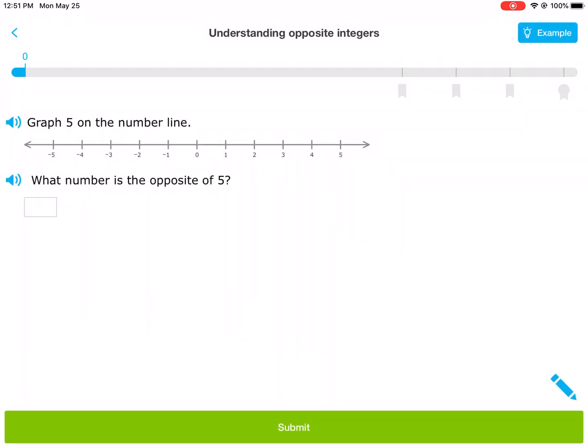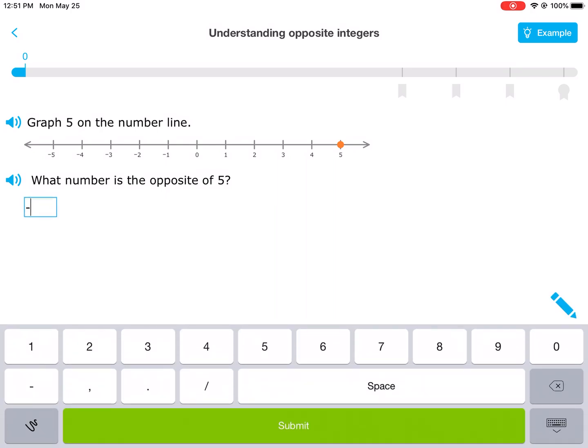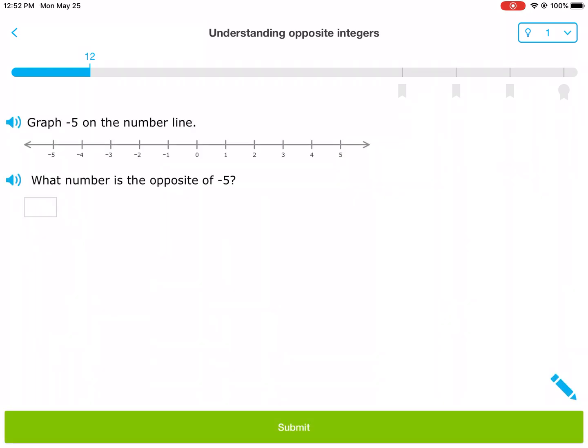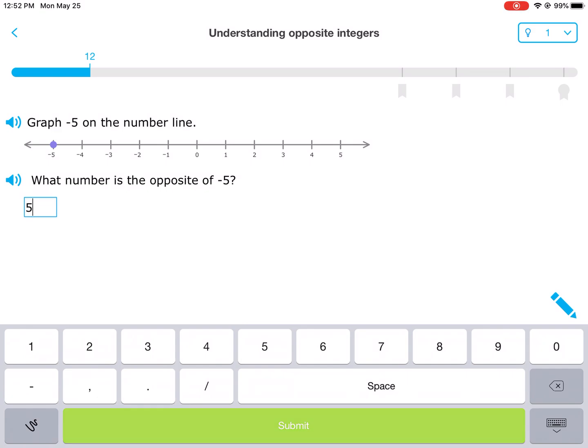So you're graphing the number on the number line, and then you're going to identify its opposite. So it says graph 5 on the number line, so you're just going to touch 5, okay, and it'll plot a point for you. If you mess up, you just tap the point again and it'll remove it. So there's graph 5. Opposite of 5 is going to be a negative 5. All right. Graph negative 5 on the number line. Well, there's negative 5 to the left of 0. Its opposite has to be 5 away from 0 on the right side, so that's going to be a positive 5.